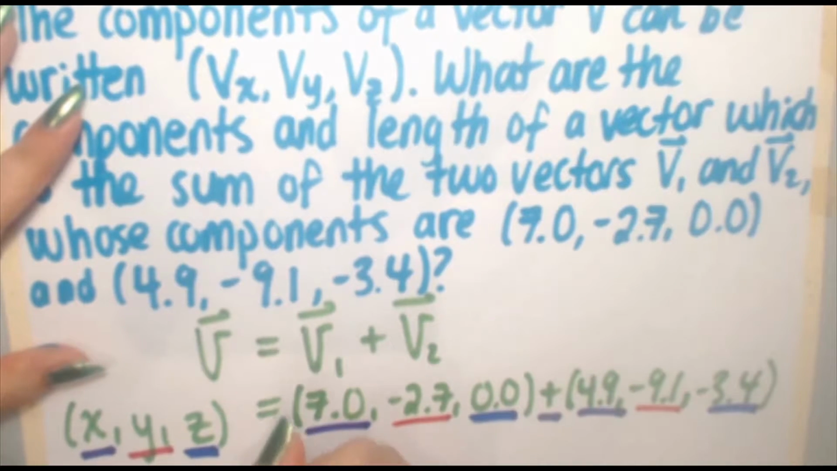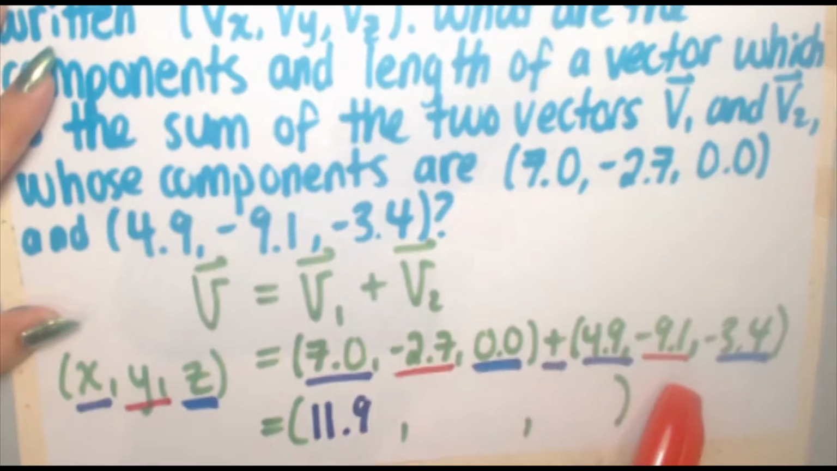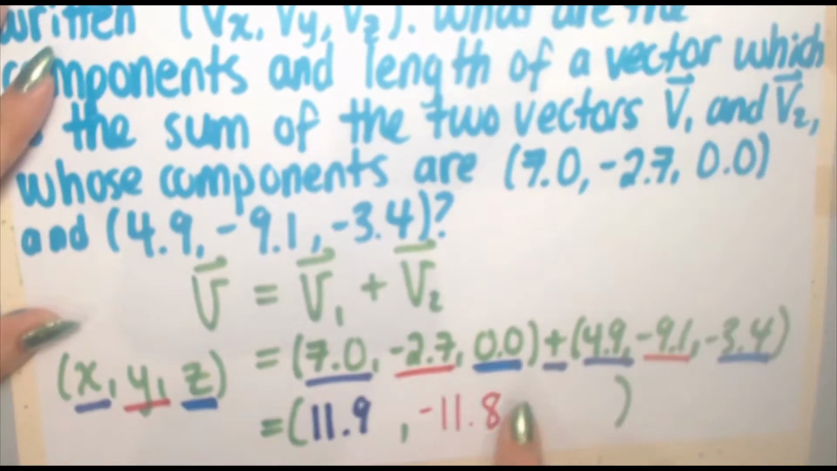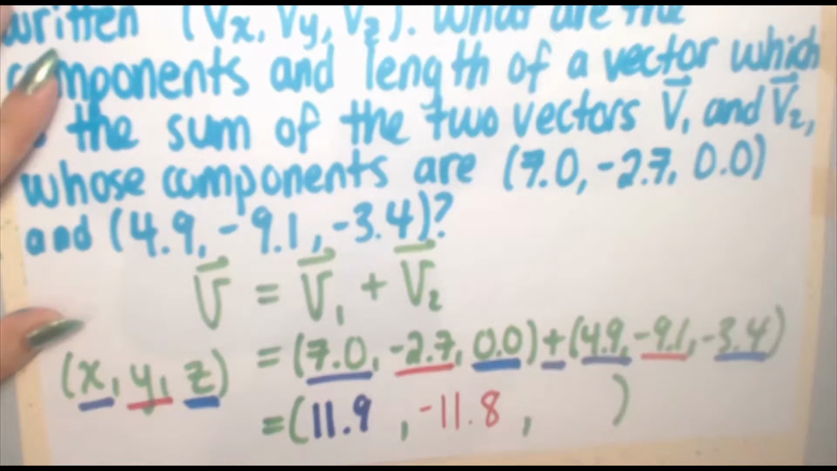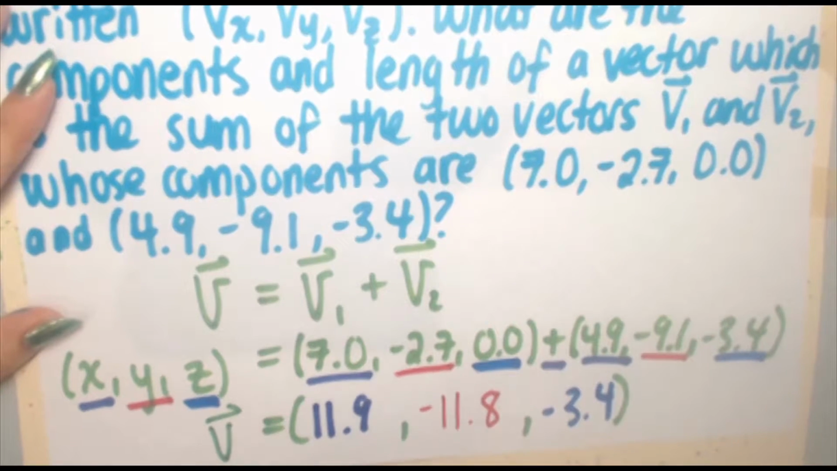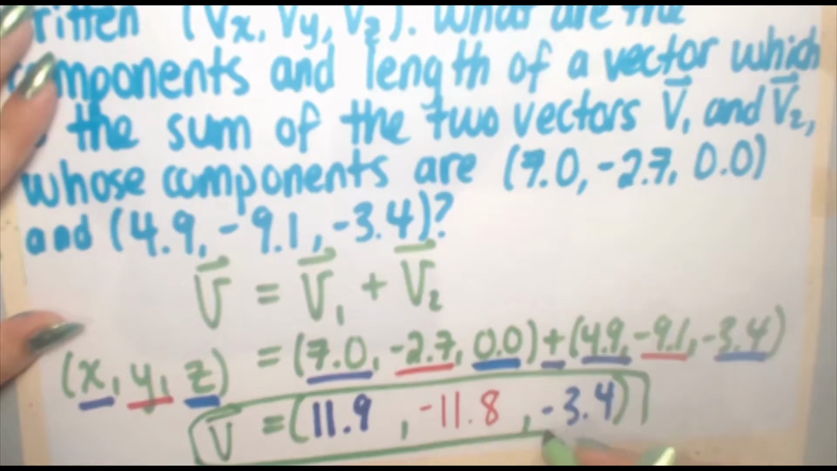In other words, let's just write our three components here. For x, we've got 7.0 plus 4.9. That gives us 11.9. So there's our x value. Now for y, negative 2.7 minus 9.1 is negative 11.8. And finally for z, 0.0 minus 3.4 is, well, minus 3.4. So those are your x, y, and z values. That is the vector v. That answers the part of the question asking for the components of v.